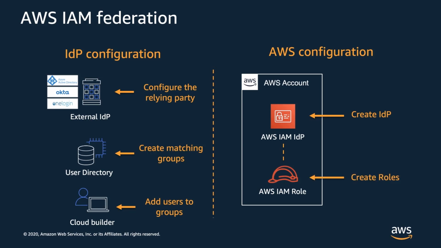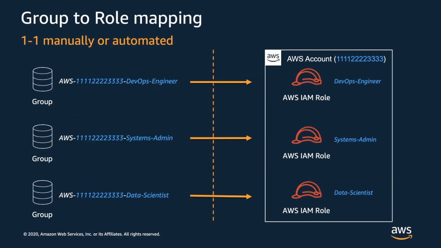And after that, we would essentially create the AWS IAM roles with a trust relationship between AWS IAM and the external identity provider. So this is something that we're going to have to end up doing in every one of our AWS accounts. I mentioned before about creating groups on the directory side and the AWS IAM roles on the AWS side.